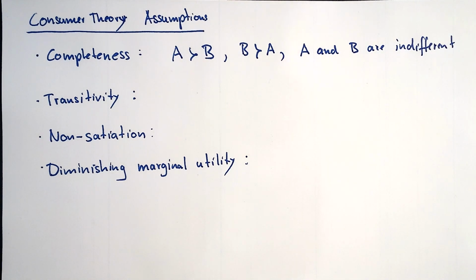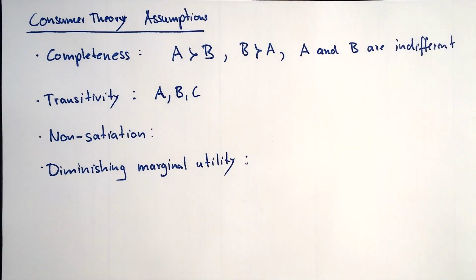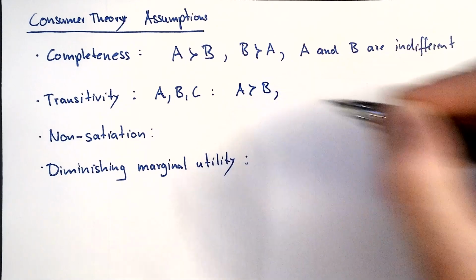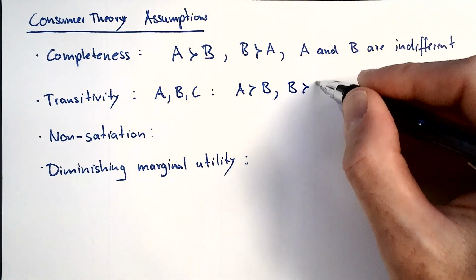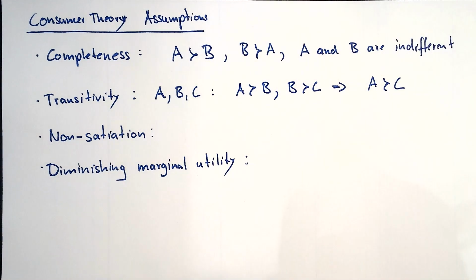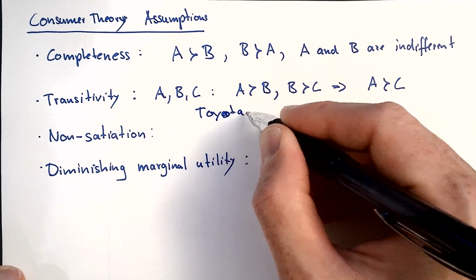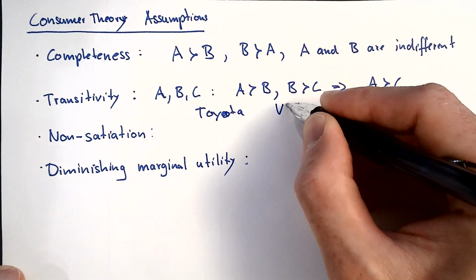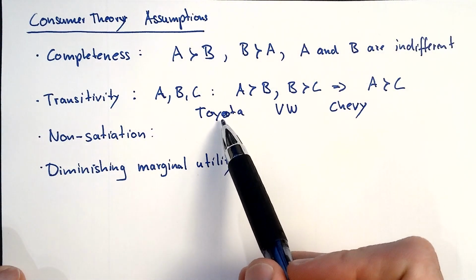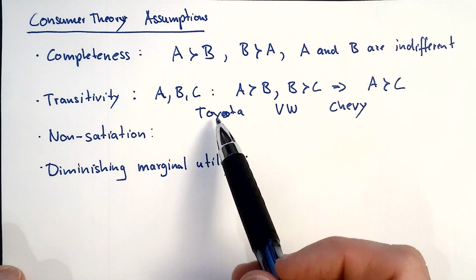Now, transitivity is if we have three consumption bundles, say A, B, and C. If you prefer A over B, and if you prefer B over C, that implies that A is preferred to C. Let's make an example here. Say you have three cars: a Toyota, a VW, and a Chevy. If you prefer the Toyota over the VW and you prefer the VW over the Chevy, that also means that you prefer the Toyota over the Chevy.